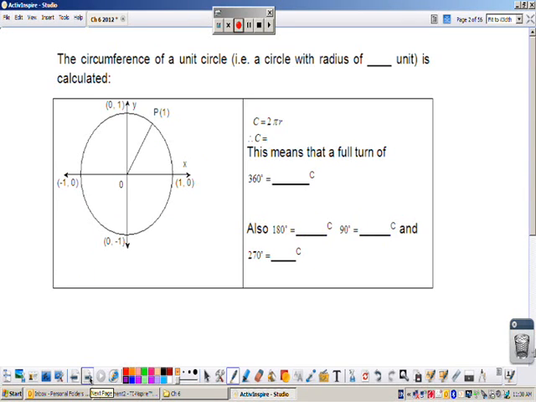So we remember using our basic measurement principles, if the radius is equal to 1 unit, the circumference of the unit circle is 2 pi. So 360 degrees, when we convert it into radians, is 2 pi radians. 180, it's halfway round, so it's pi. 90 is pi on 2, and 270 is 3 pi on 2 radians. So that should be really automatic to you.